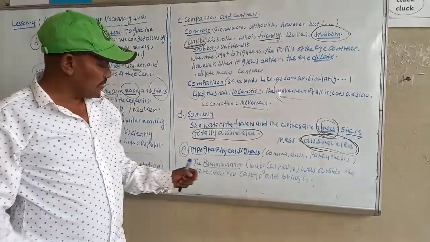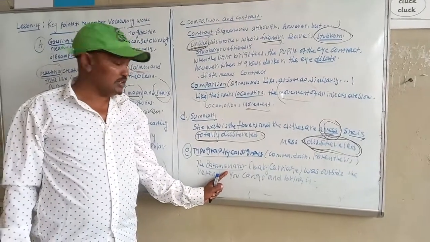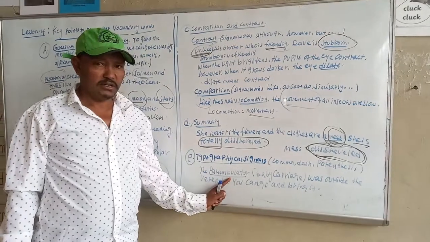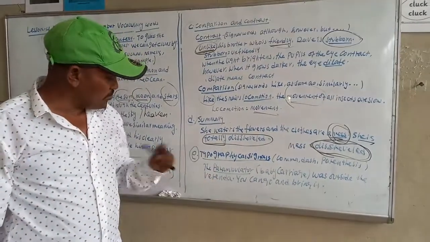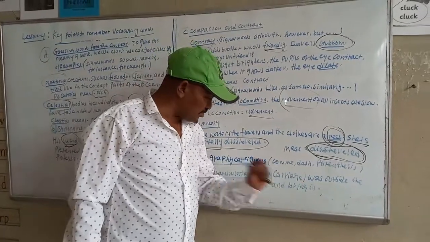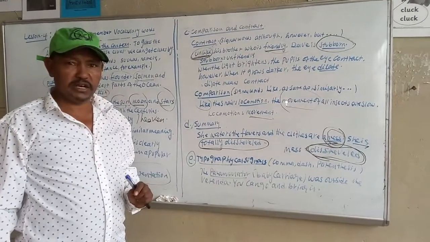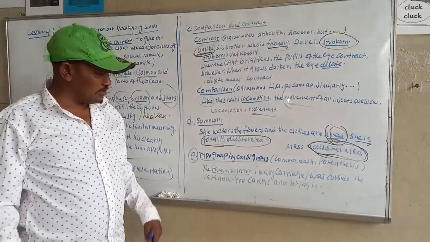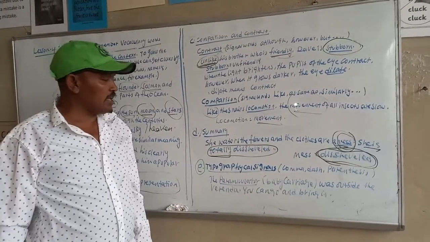Let's take the example, the perambulator. This word is difficult, it's a new word to me, so I can't read it unless I use a clue from the surrounding sentence. The perambulator (baby carriage) was outside on the veranda. You can go and bring it here. So what does perambulator mean? If I read this sentence ten times, I cannot know.